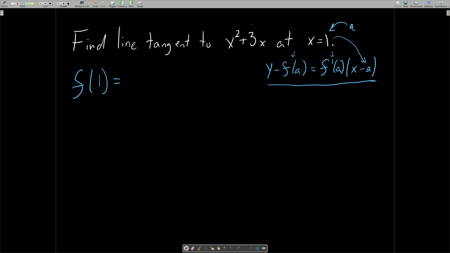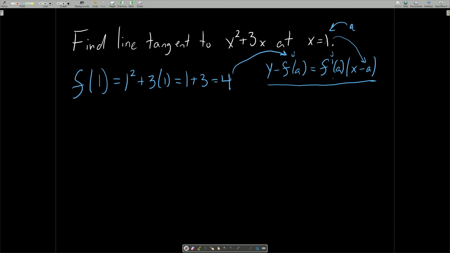Since it's just f of 1, what you do is you plug 1 into the function here: 1 squared plus 3 times 1. That gives you 1 plus 3, which is 4. Your 4 is going to go in the spot right here.